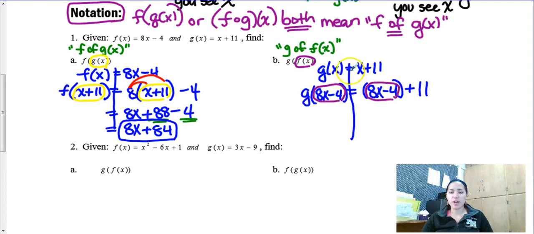Now, there was nothing in front of x, so there's nothing to distribute. I don't need those parentheses. I'll drop them. And now my last step is just to combine like terms. So negative 4 plus 11. Negative 4 plus 11 is 7. So I'm all set.